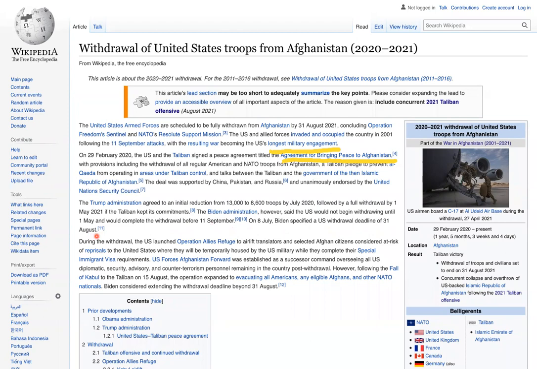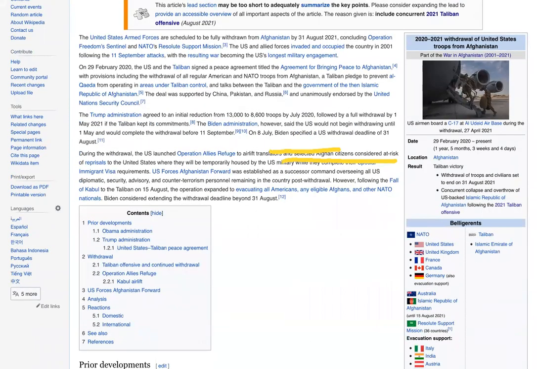During the withdrawal, the US launched Operation Allies Refuge to airlift translators and selected Afghan citizens considered at risk of reprisals to the United States, where they will be temporarily housed by the US military while they complete their special immigrant visa requirements. The US Forces Afghanistan Forward was established as a successor command overseeing all US diplomatic, security, advisory, and counterterrorism personnel remaining in the country post withdrawal.